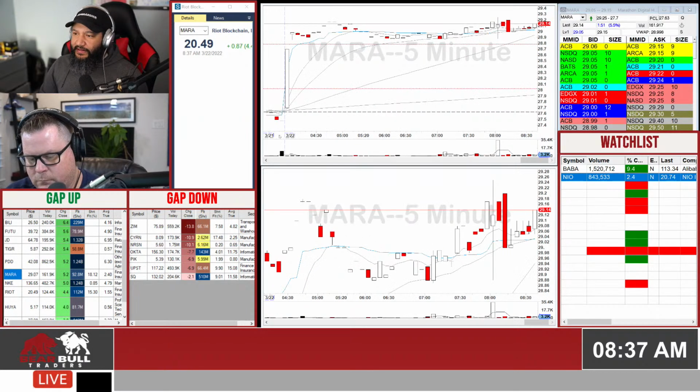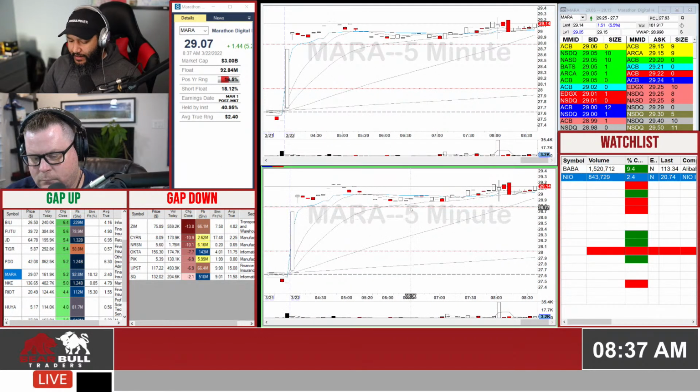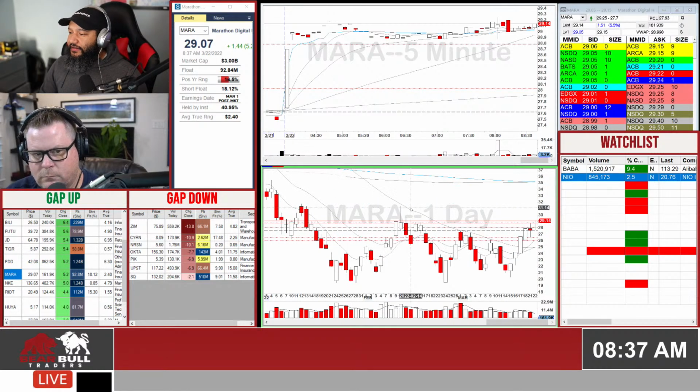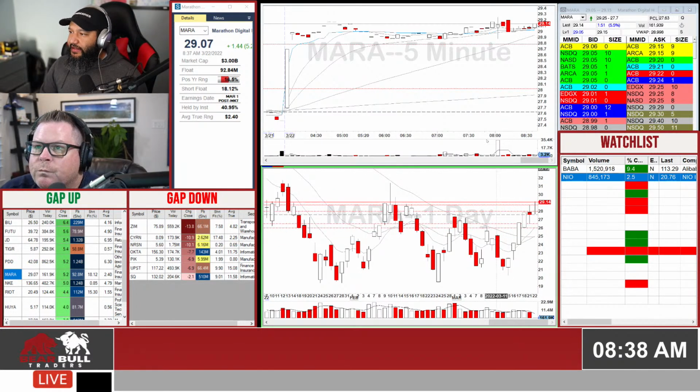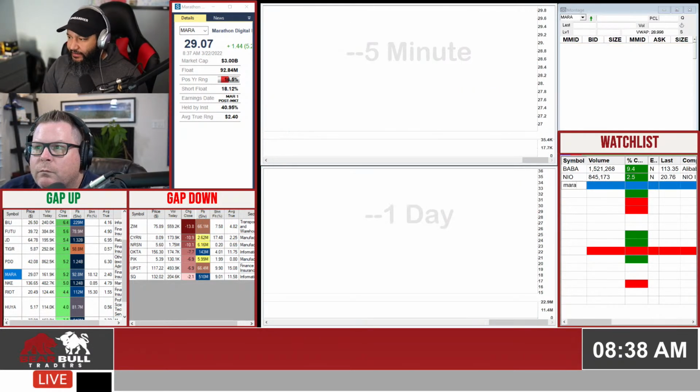Maybe MARA today could be the day that we get some good movement out of MARA. Let's get our daily in here on it. So daily looks good, breaking out of this 28 area. Yeah, we're going to add MARA today, guys. We've been keeping it off the shelf for a while, but today it looks like a decent day to have on the list there.